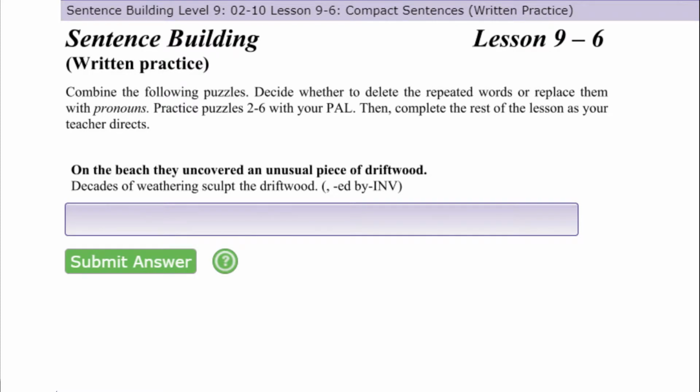Begin by reading the sentences in the sentence building puzzle separately. The base sentence, on the beach they uncovered an unusual piece of driftwood, and the signal sentence, decades of weathering sculpted the driftwood. The signals for combining these sentences are in parentheses.